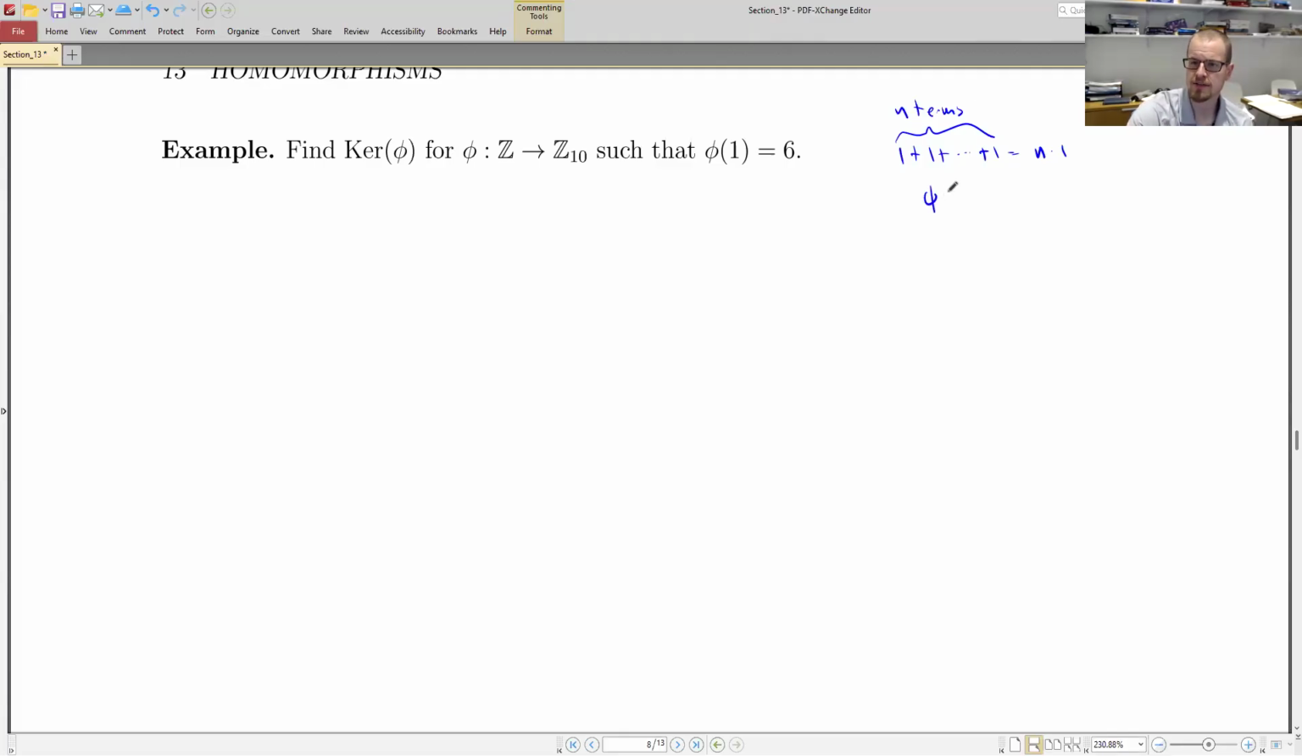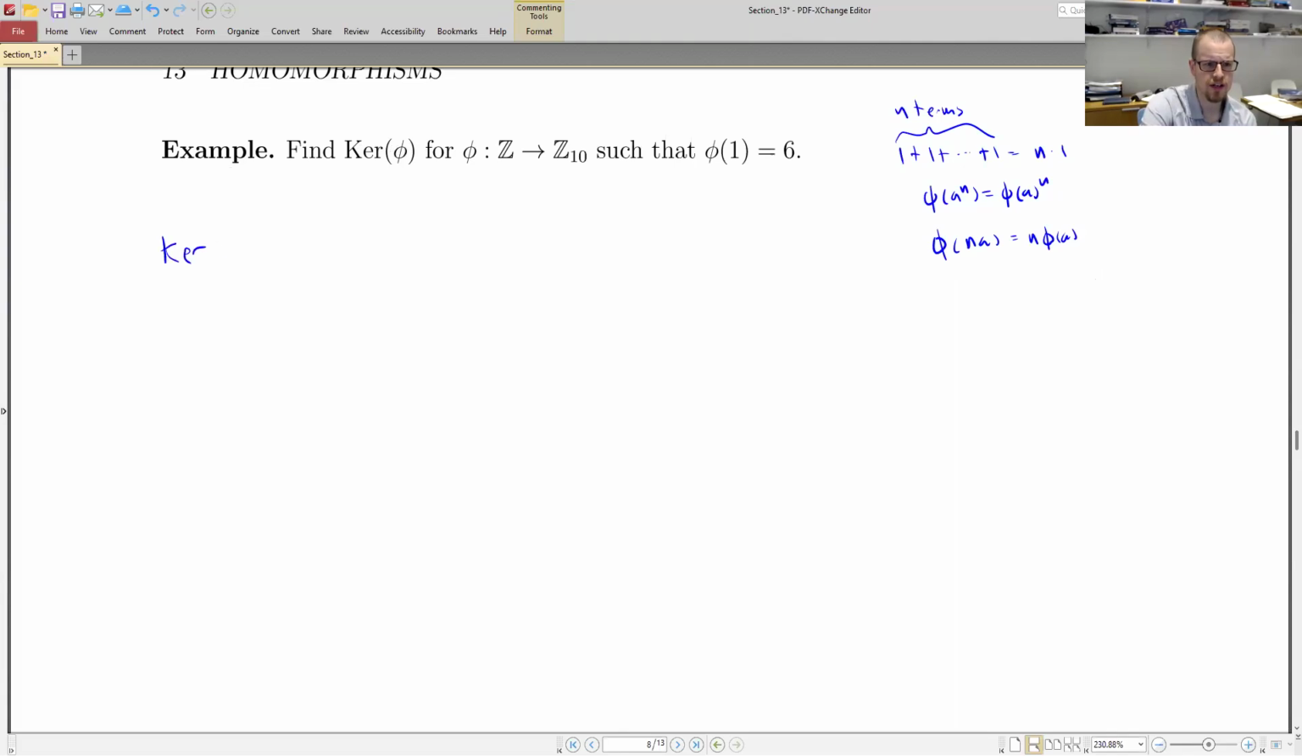So in the last video, we said that phi of a to the n is equal to phi of a to the n. In this particular example, because we're using addition as our notation, what we're saying is that phi of n times a is equal to n times phi of a, because we're using addition as our operation instead of multiplication. Okay, so we're going to use these notations to help us in determining what the kernel of phi is.